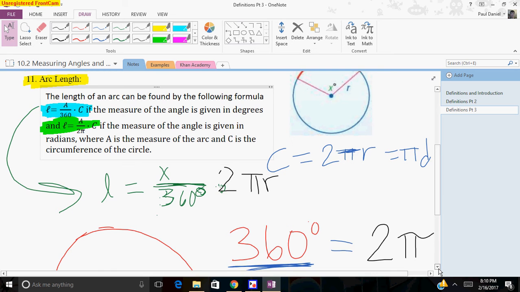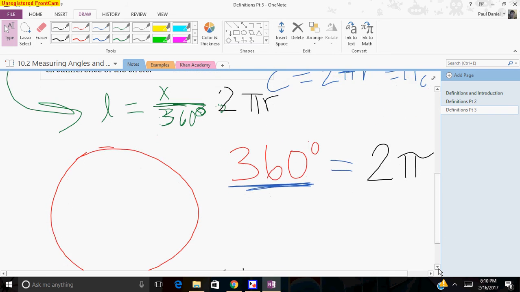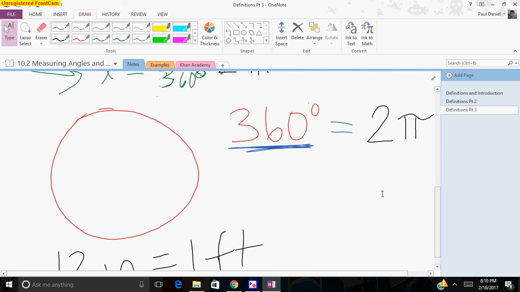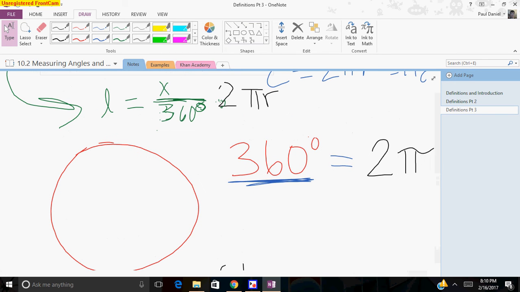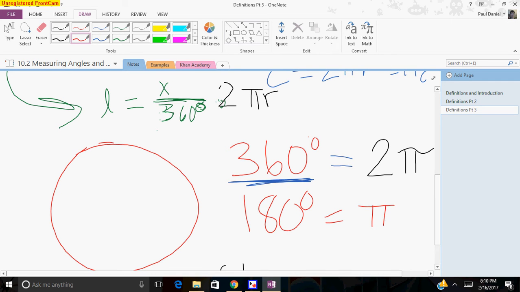Just some quick facts. That means that 360 degrees is 2 pi. Then that would mean that 180 degrees is equal to just pi, by dividing both of those things by 2, or 90 degrees is equal to pi over 2 radians.